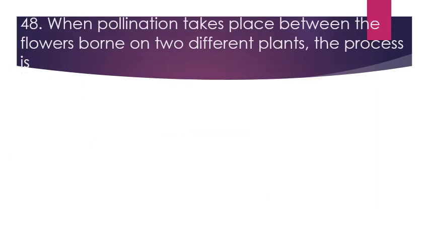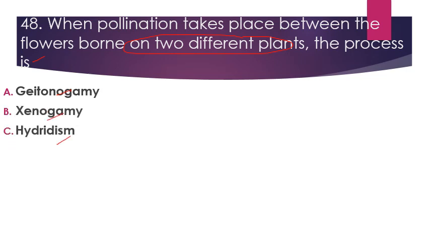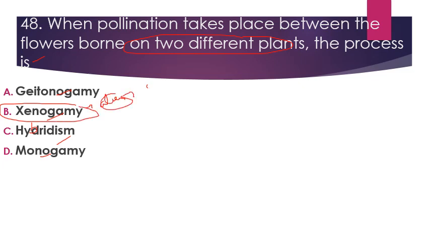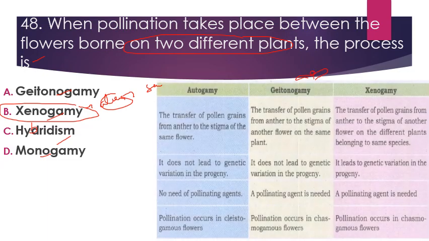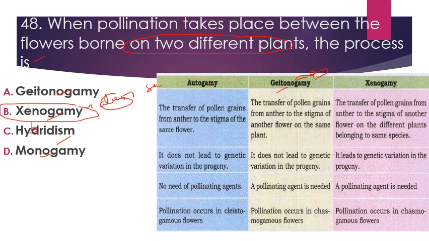Next question is: when pollination takes place between flowers borne on 2 different plants, the process is called, and our options are geitonogamy, xenogamy, hybridism, and monogamy. So its right answer is xenogamy. Xeno means alien. So for plants of the same species present at different locations, pollen grain from one plant enters the stigmatic surface of the other plant of the same species. That is called xenogamy. So these are the differences: autogamy, geitonogamy, and xenogamy.